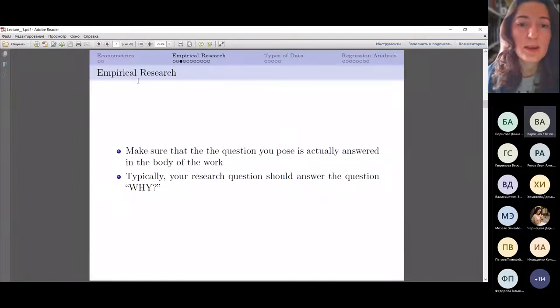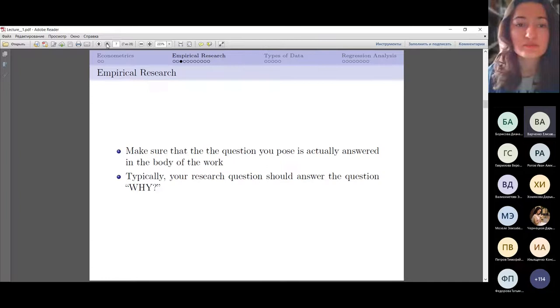So, first of all, you need to make sure that your research question, the question that you pose, is actually answered in the body of the work. This is very important. Typically, your research question in an empirical project should answer the question why. So you need to prove that this research question is really interesting and relevant for these days.